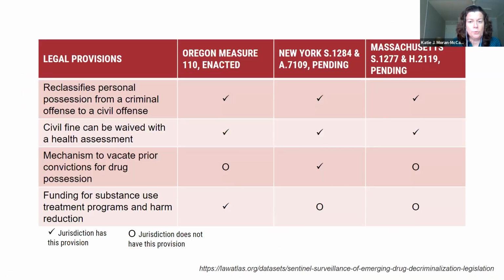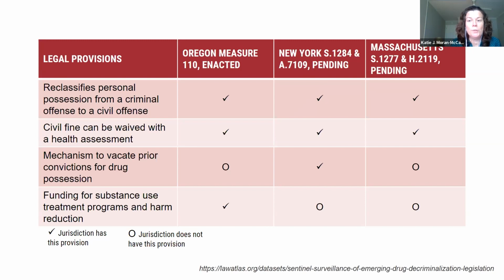So this table shows the key features that we capture in the data set. In the data set itself, we only track these features for enacted laws, so only for Oregon. But this table comes from a policy brief that was written by my colleague, Deanna, who did the bulk of the work on this data set.